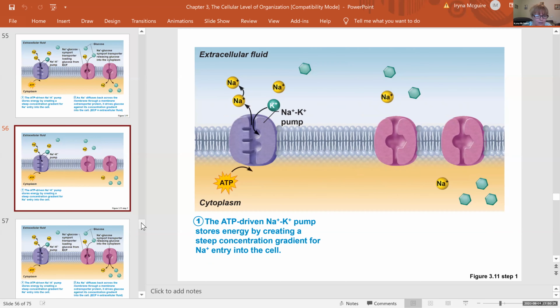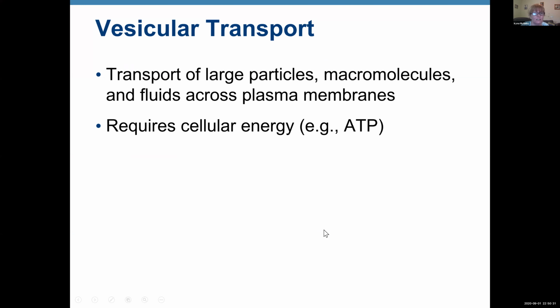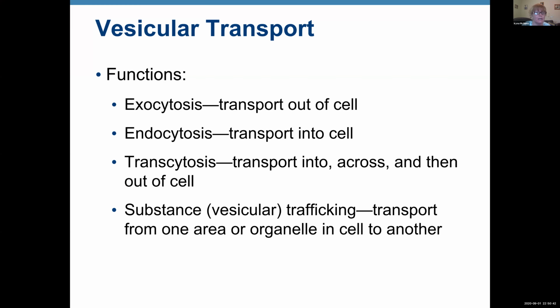Okay, now we have a couple slides that are the same. Another example of active transport is vesicular transport. It's the transport of large particles, macromolecules, and fluids across the plasma membrane, and it also requires ATP. The functions are exocytosis, transport out of the cell, endocytosis, transport into cells, transcytosis, transport into, across, and out, and substance trafficking. Substance trafficking is transport within a cell from one organelle to another organelle.